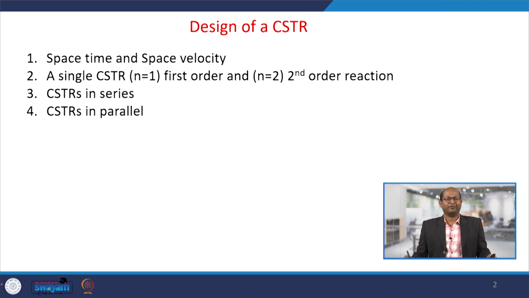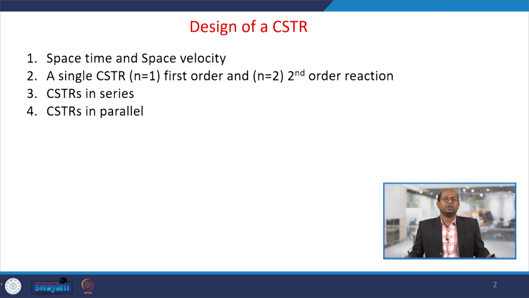So, we will discuss what the effect is on overall volume and conversion, and how we can connect a number of CSTR reactors in series to get a specified conversion. So, how can we find out how many CSTRs we should connect in series?